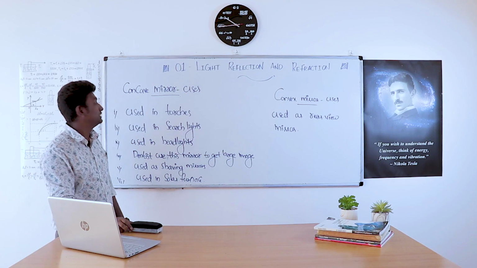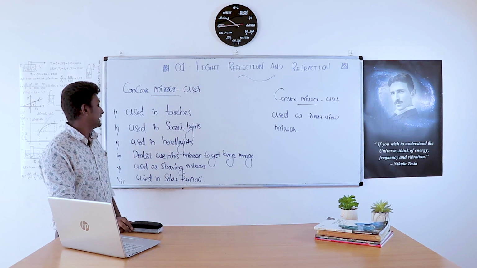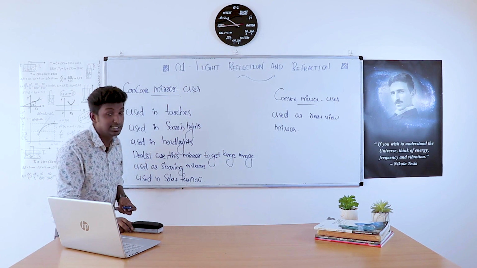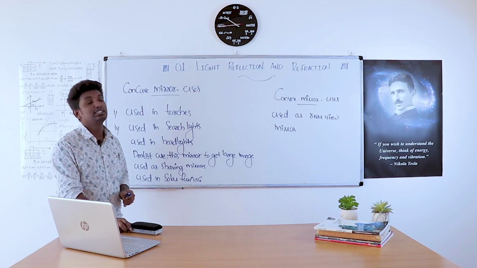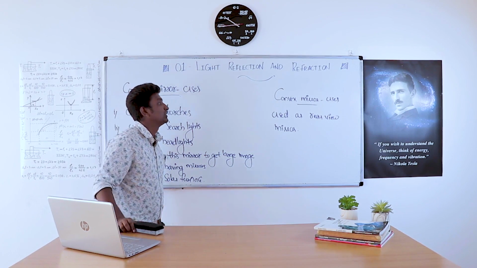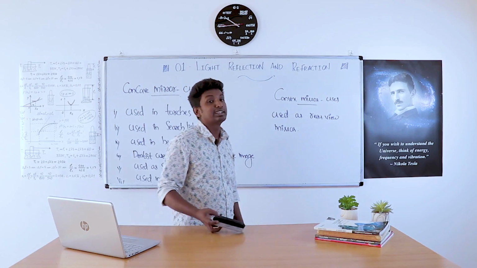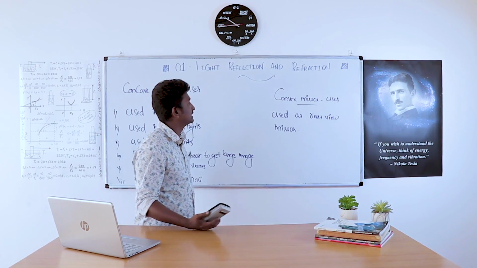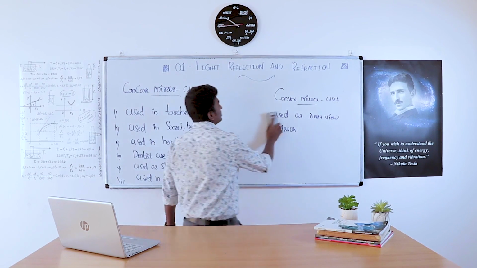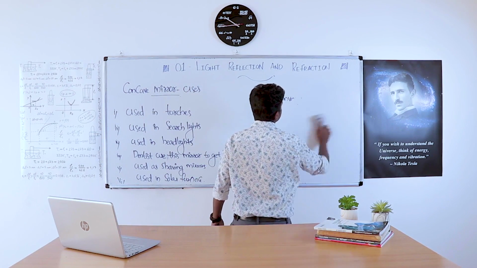Concave mirrors are used in torches, searchlights, headlights, and as shaving mirrors. Often this is used in solar furnace for concentrating sunlight. Dentists also use such type of mirror to get large image. Convex mirror is used as a rear view mirror in vehicles. These are the uses of concave and convex mirror.